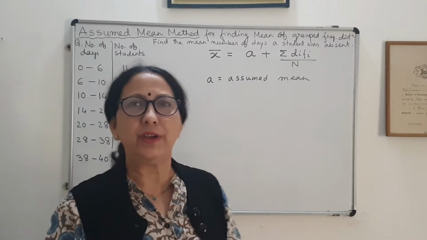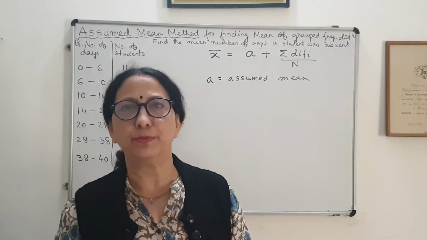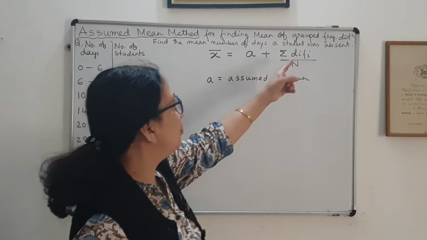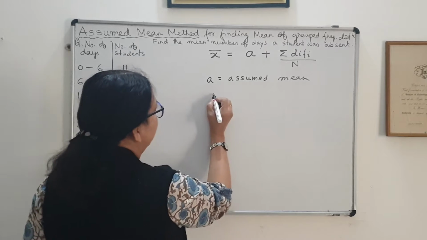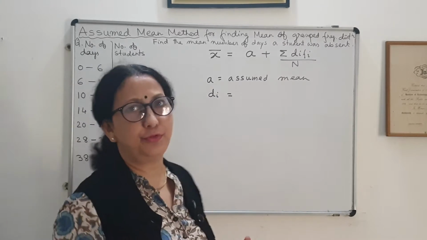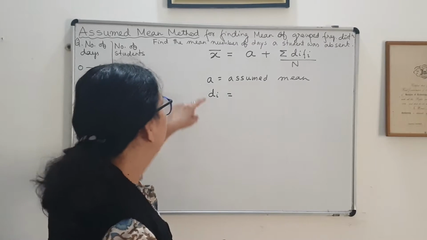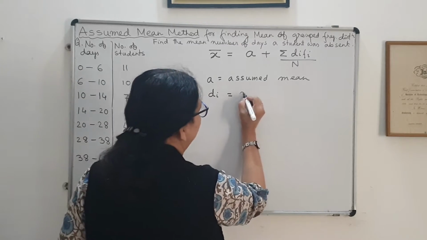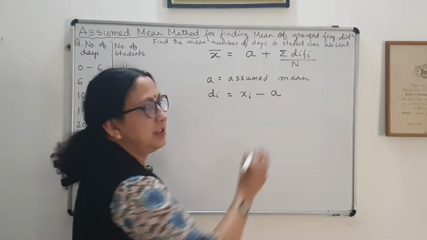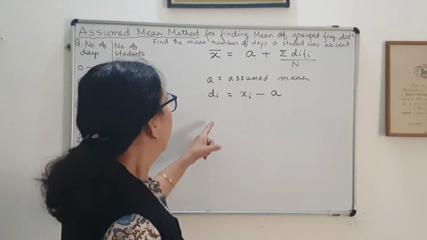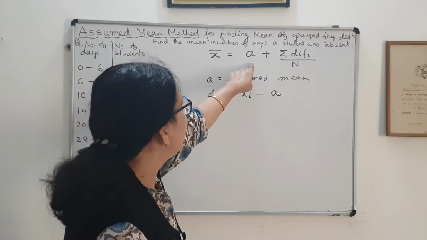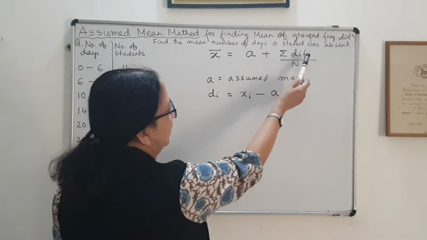That is, we assume some central value of the data to be the mean and take that to be A. Then we define a new variable di. This new variable di is the deviation of the observations from this assumed mean. So xi, the observation, minus the assumed mean. So the formula for the assumed mean method is the assumed mean plus sigma di fi upon n.